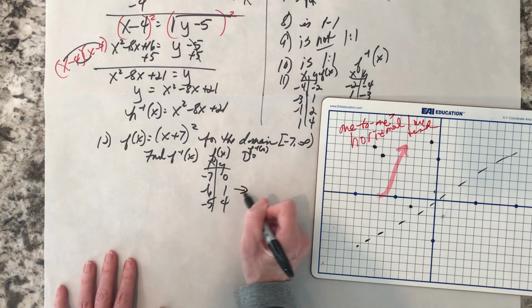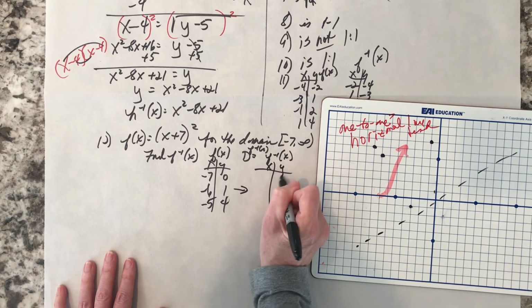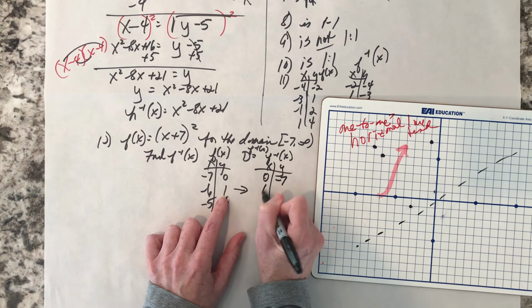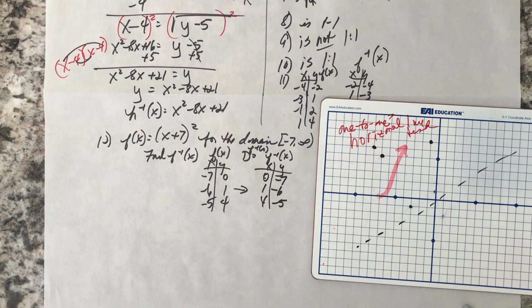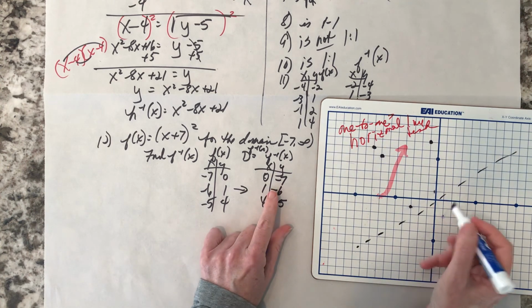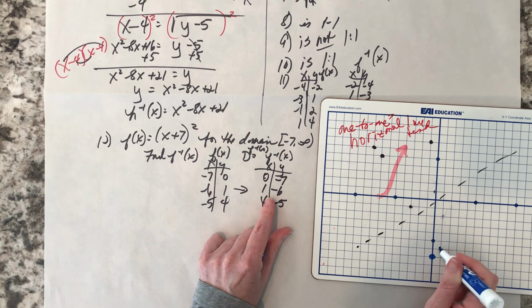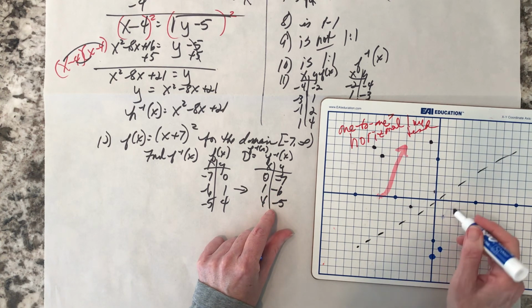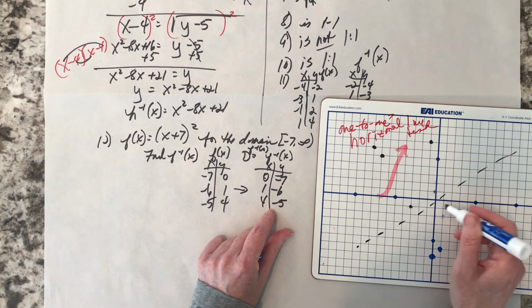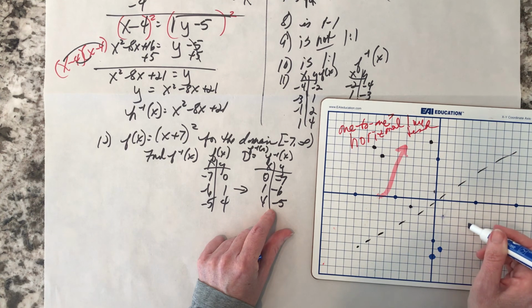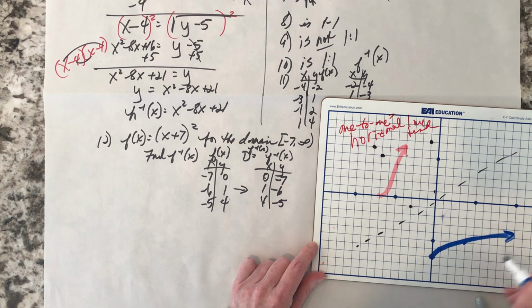So if we want to go and look at the inverse, f of negative 1 of x, swap them out. 0, negative 7, 1, negative 6, and 4, negative 5. Let's go see what that looks like here. Let me use blue for that. 0, negative 7, down here. 1, negative 6, and 4, negative 5. Yeah, okay. So this thing is going to look like that.